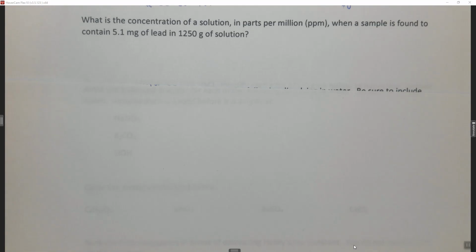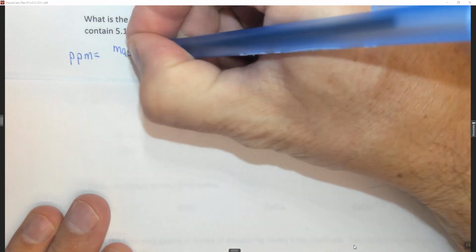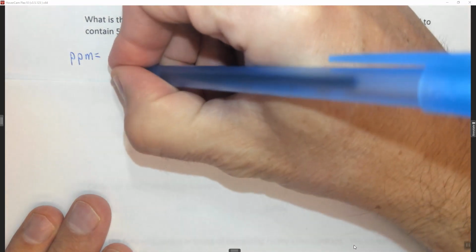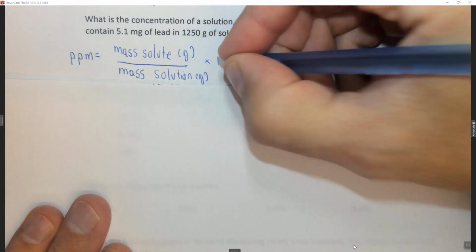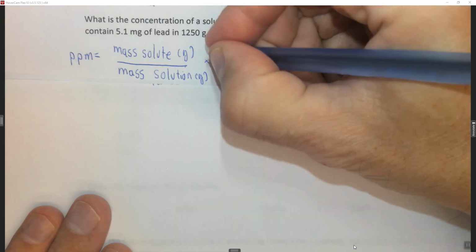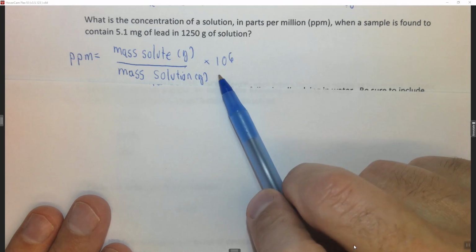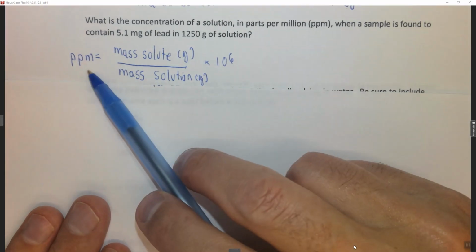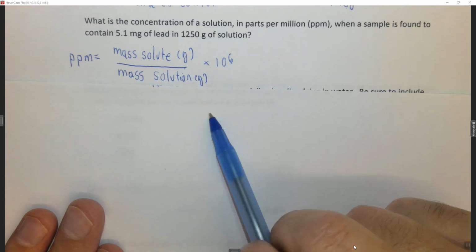The other way is the way that your book does it, which is ppm equals the mass of the solute in grams divided by the mass of the solution in grams times a million. So 1 times 10 to the sixth. So basically, instead of multiplying by 100 for percentage, because percentage is parts per 100, we multiply by a million, which is 10 to the sixth.